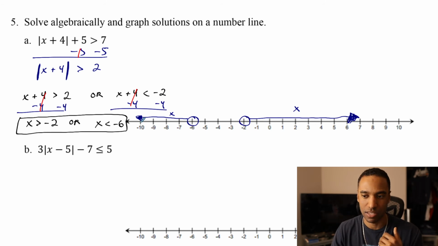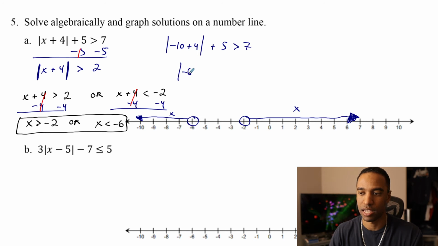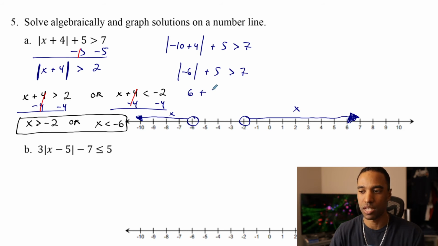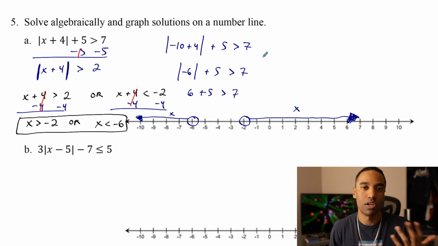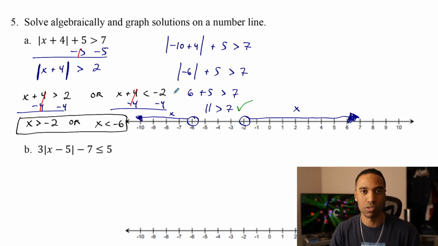Let's take negative 10 as an example, which should be a solution to this. Negative 10 goes inside the absolute value with plus 4, and plus 5 is greater than 7. Negative 10 plus 4 is negative 6, but the absolute value of negative 6 is positive 6. See, we take these large negative numbers and they become large, I quote large because 6 isn't very large, but they become large positive numbers as a result, which means it does allow us to get greater than 7 as a result of that. That's what makes it a solution.